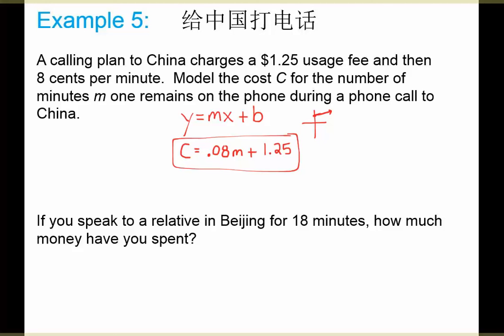All right, last one. If you speak to a relative in Beijing for 18 minutes, how much money have you spent? So you need to plug in that 18. So C equals 0.08 times 18, 8 cents per minute. And we're talking about 18 minutes, plus the initial fee. And this is probably something I would do on a calculator. Although if you do it out by hand, that's a good thing too. But I believe, if I'm not mistaken, it's going to be $2.69. And hopefully I did my math right there.